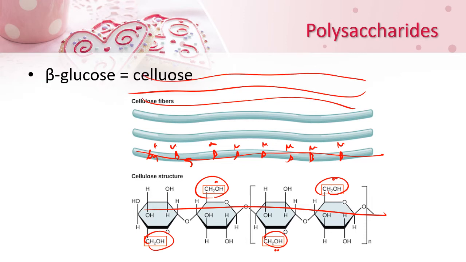What is super cool about these cell walls of plants is that we mammals do not make enzymes that can break down this weird bond because of the up, down, up, down, up, down. So our enzymes don't quite work, which means that cellulose for us is fiber, which is pretty cool.